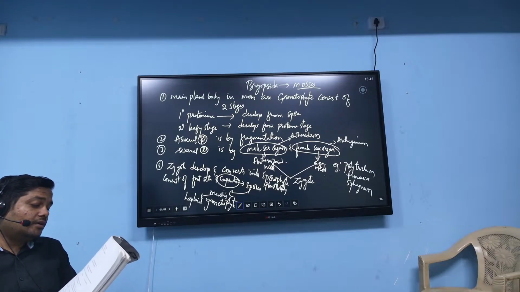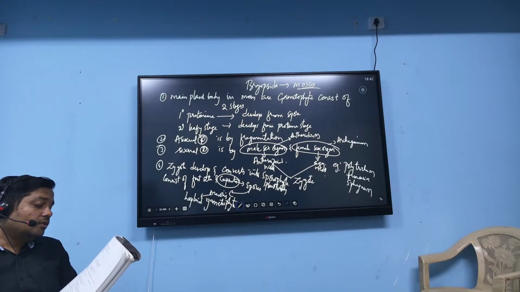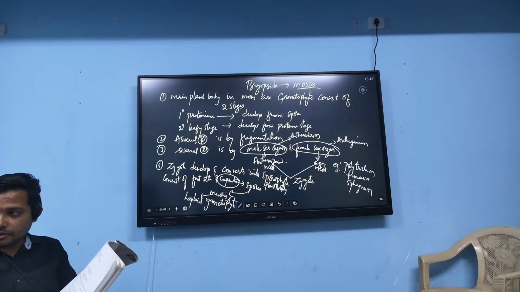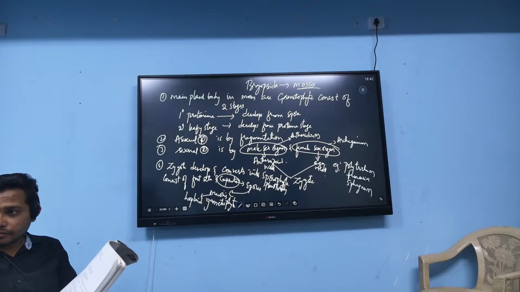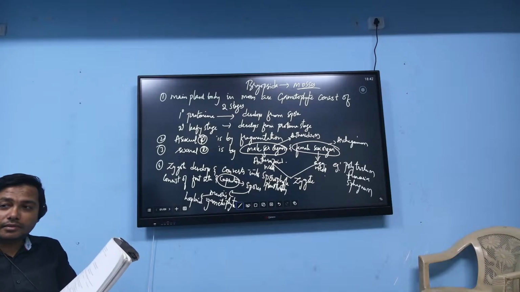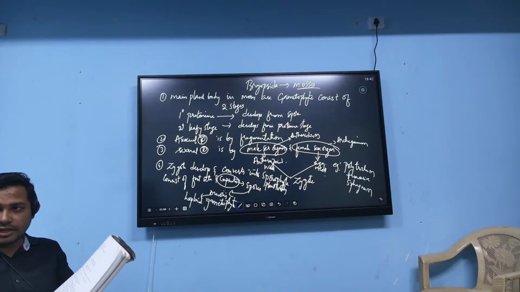Bryophytes resemble algae. The question is asking in what aspects, what similarities they show. Algae does not have a vascular tissue system. Algae has a thallus like plant body, yes. Does algae have a thallus like plant body or not? It has a thallus like plant body.